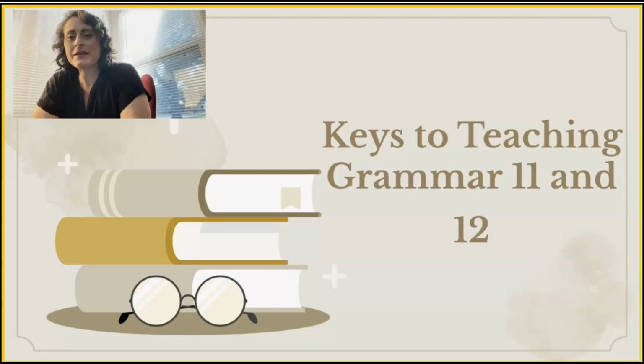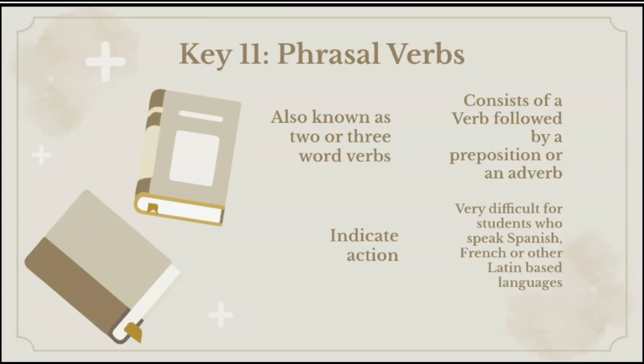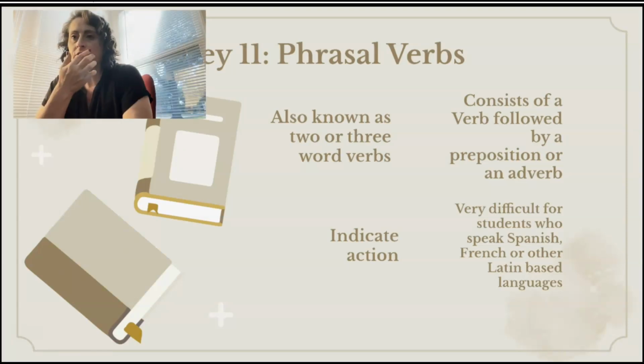Hello everyone, my name is Emily DeLu and I'm doing my teaching sample over keys 11 and 12 from Fawcett's book. These keys are phrasal verbs and modal verbs. Phrasal verbs are verbs that are followed by a preposition or an adverb and change the meaning of the phrase when you put them together. For example, I can say put down, put off, etc.